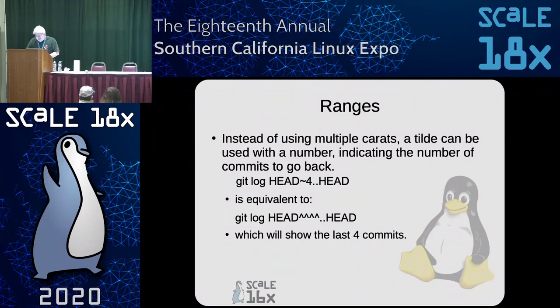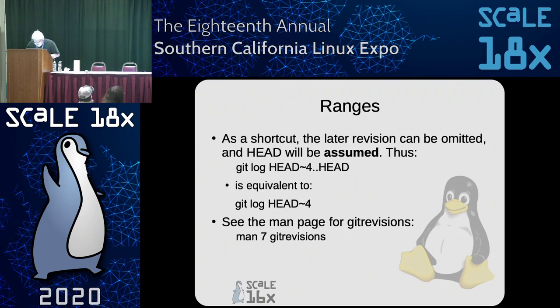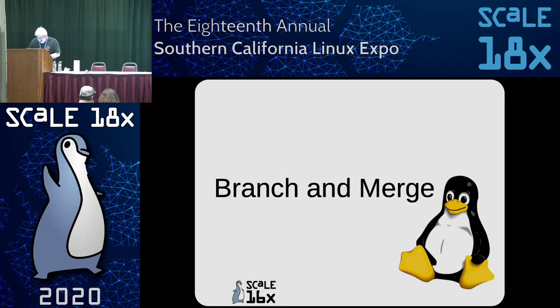That can be kind of awkward, so there's also another alternate syntax. You can do HEAD, with a tilde and a number, which indicates the number of commits to go back. So git log HEAD~4..HEAD is equivalent to git log HEAD^^^^..HEAD. As a shortcut, the last revision can be omitted and HEAD is implied. So git log HEAD~4 is the same as git log HEAD~4..HEAD. And check out the man page for more information.